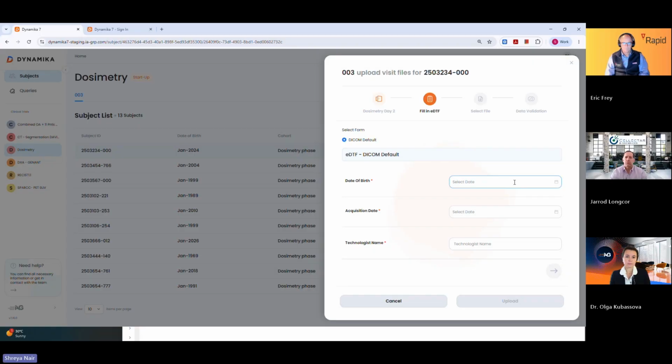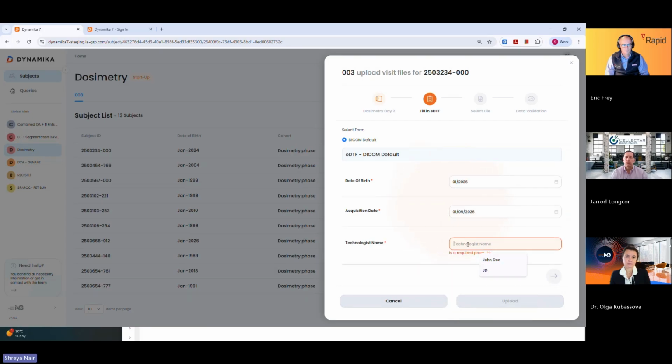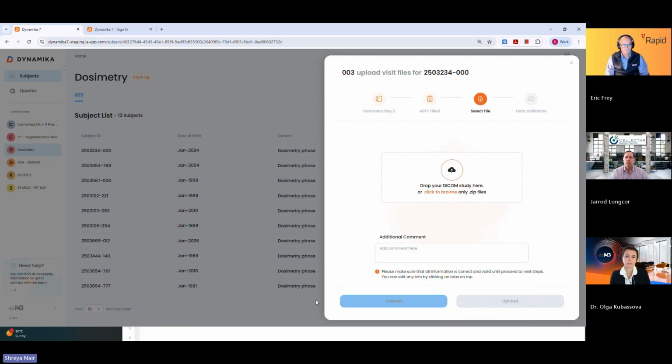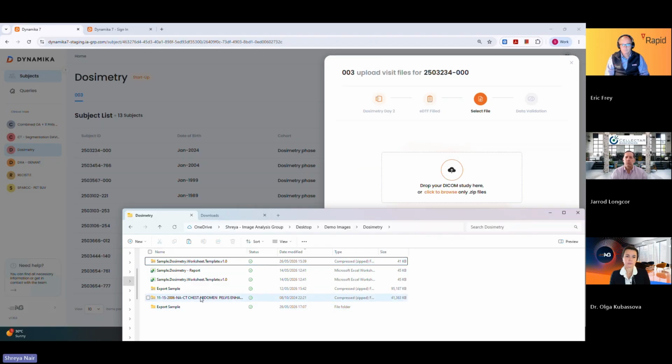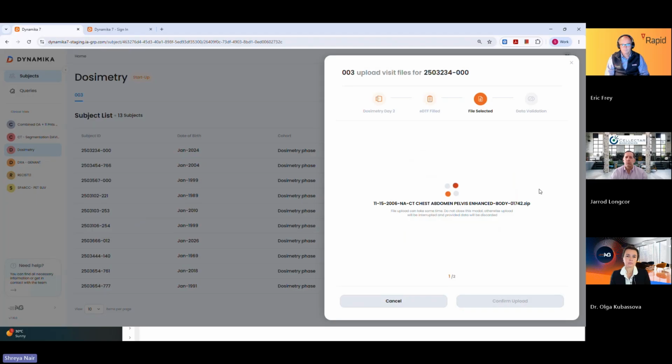The DICOM upload also follows a similar process where they need to fill in the eDTF forms, when it was acquired and who is acquiring, and again drag and drop the DICOM images. And there we go, upload. This would take a bit of time depending on the size of the images. And like I said, our semi-automated DICOM checks are being performed in the background as I speak.